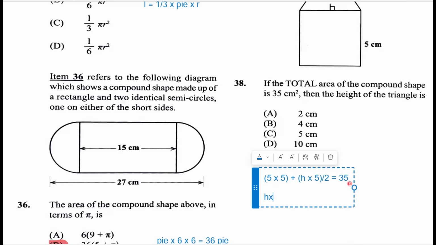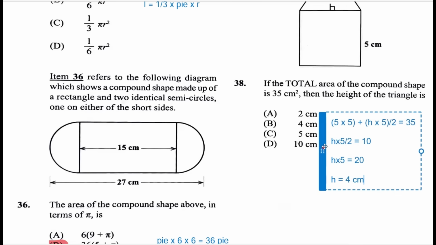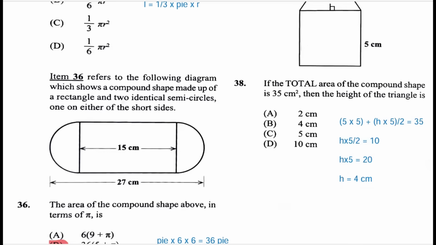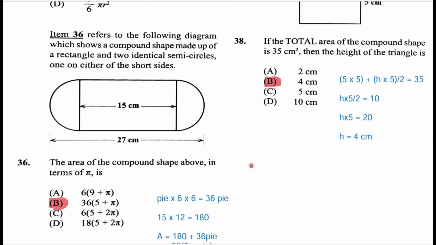So h by 5 divided by 2 gives you 10. Carry 2 across, multiply 2 by 10, you get 20. So h by 5 would give you 20, and h would essentially be 20 divided by 5, which is what? 4 cm. Okay, so it did require some working, because at times I'm trying to keep it legit. So yeah, that's B.